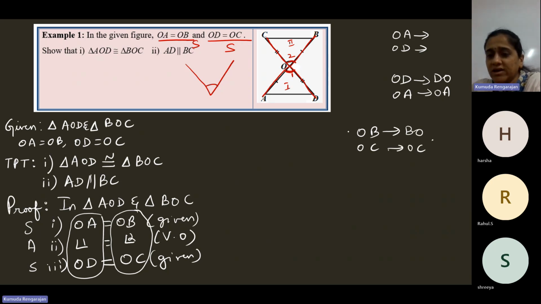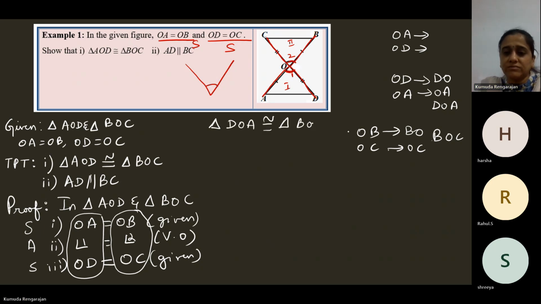So what's the name of the triangle here? BOC. This is DOA. So triangle DOA is congruent to triangle DOC by the SSS congruence criterion. See here, this is the correct order actually, no? So DOA, see DOA, A. So it should be C. If you say DOA, oh my God, what am I getting here?